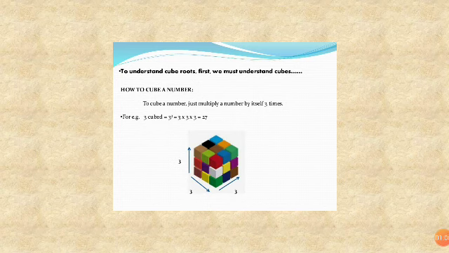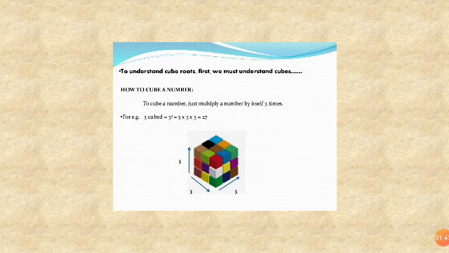So just multiply a number by itself 3 times. 3 cubed. Cube means 3. Square means 2. So 3 cubed means 3 into 3 into 3. 3 3s are 9, 9 3s are 27. So 3 cubed equals 27. To cube a number, just multiply a number by itself 3 times.